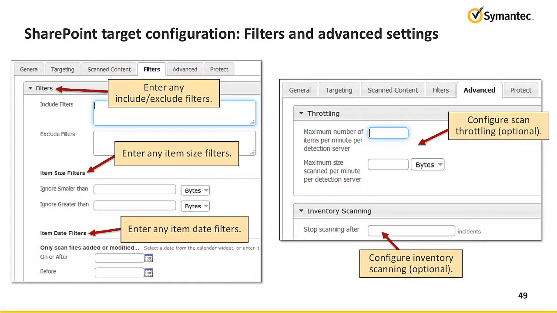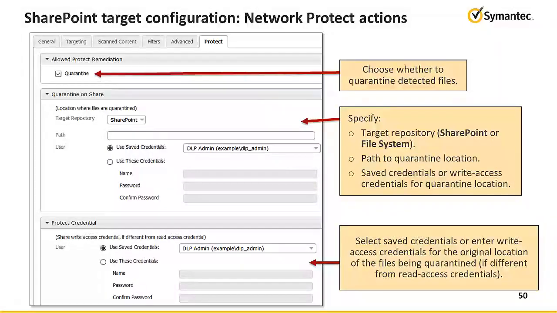This screenshot shows details about the configuration options available under the Filters and Advanced tabs. The last configuration tab in a SharePoint target is the Protect tab, where you can authorize quarantine actions for discovered confidential files, specify the quarantine location, either SharePoint or in the file system, and then any credentials required for writing files to that location, as well as specify the write access credential for the original location of the files being quarantined, if it is different from the read access credential for this location. The screenshot shown here shows the options on the Protect tab.